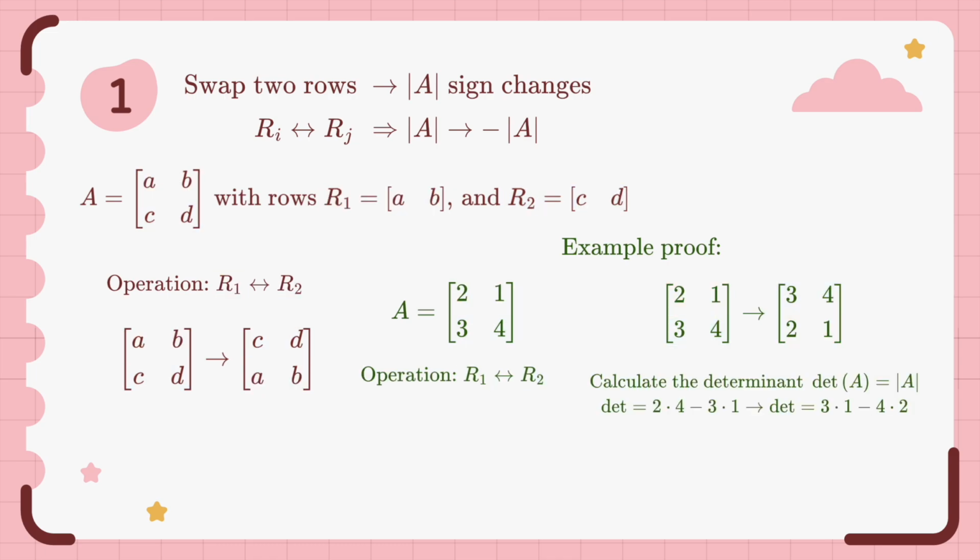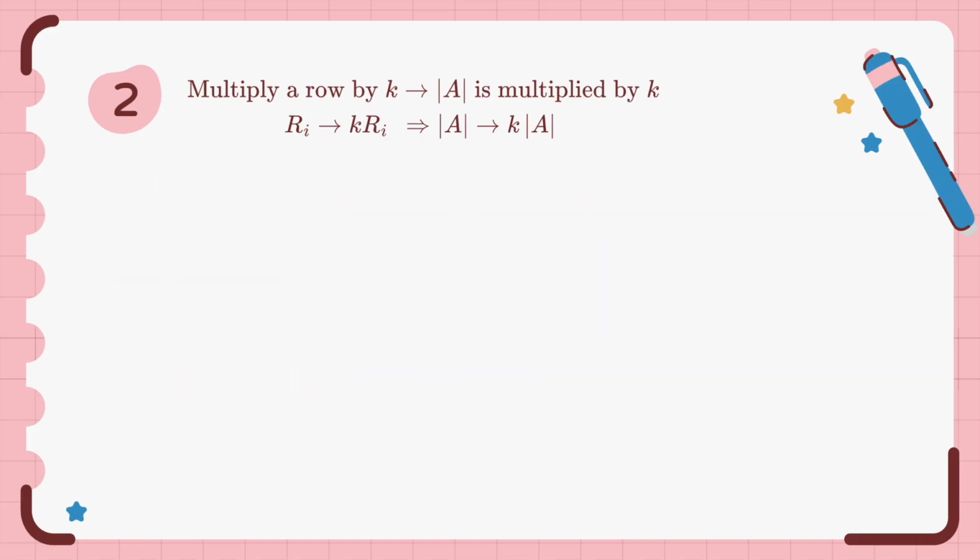Now if we work out the determinant, we can see the original one is 5 and the one with the row swap is minus 5, proving that if we swap two rows, then the effect on the determinant is that it becomes negative. Moving on to rule 2, where if you multiply a row by some constant k, the determinant is also multiplied by k.